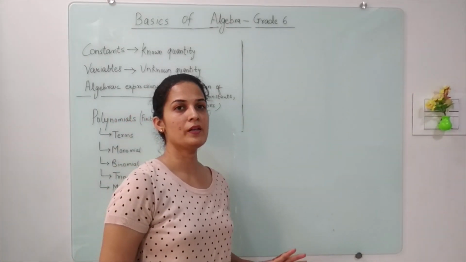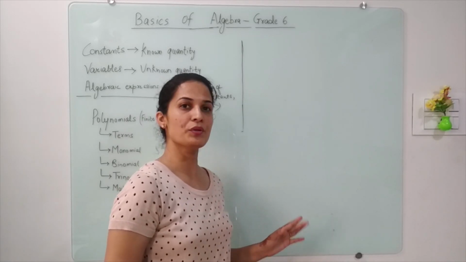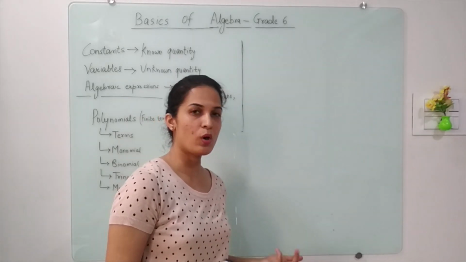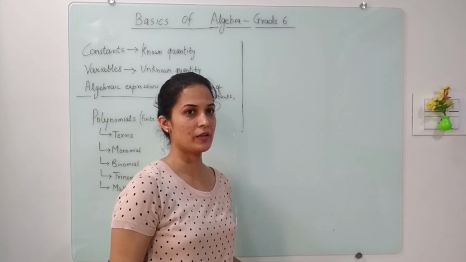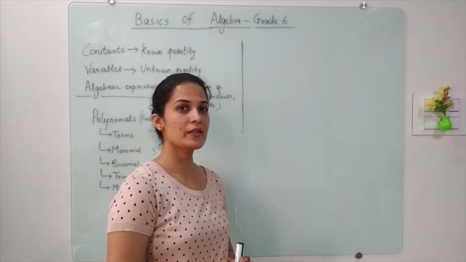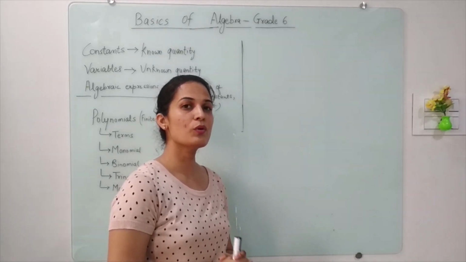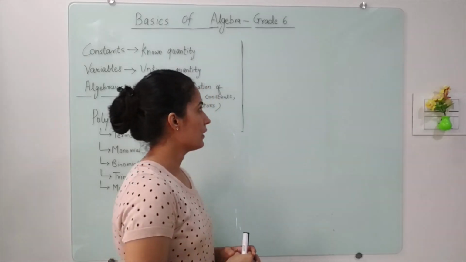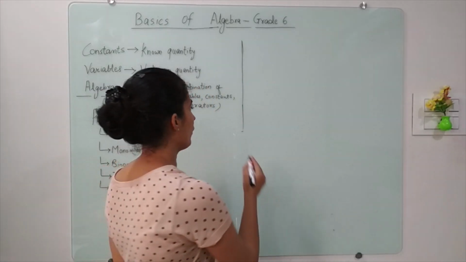So far we have always looked into one variable, either n or x or y or something like that. Now let's try to understand some expressions with two or more variables.